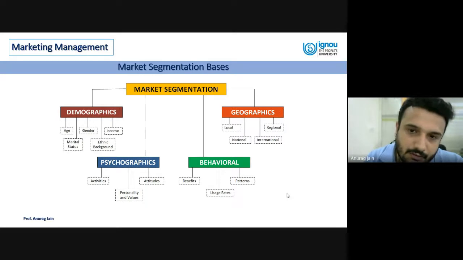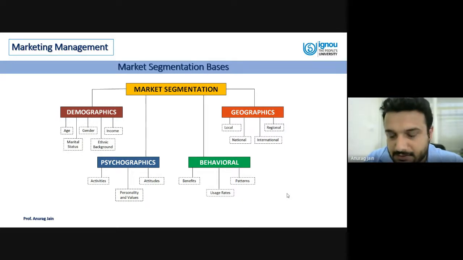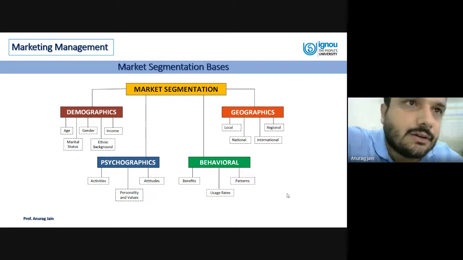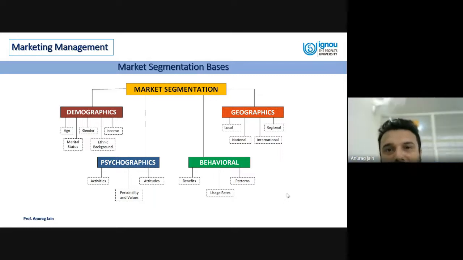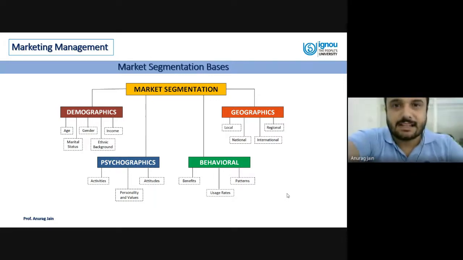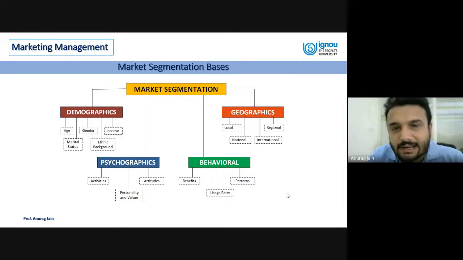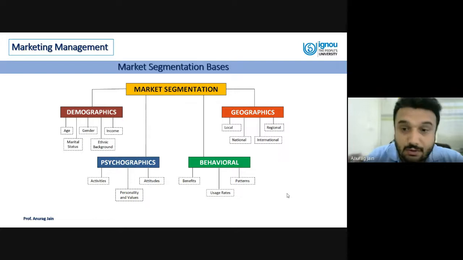Behavioral factors include benefits, patterns, and usage rates. What ultimate benefits are they expecting? Definitely this will be different for a different set of audience. A particular set of audience expects a particular set of benefits from you, and it will be different from what the other set of audience expects. What kind of patterns are there in their buying, what kind of usage rates, and what can be the frequency of this? All this comes under the behavioral factors.